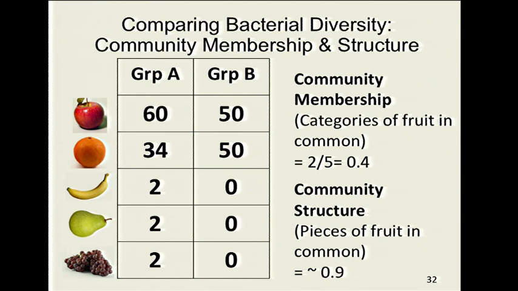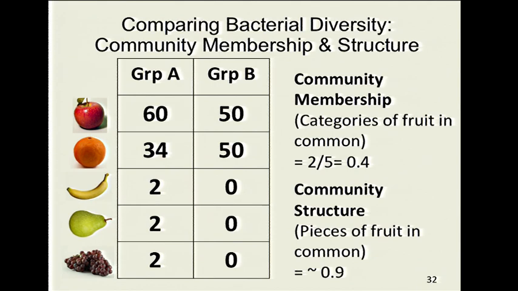This would be like, do they all have Streptococcus? Do they all have Staphylococcus? I would say actually they're not that similar, because only 2 out of 5 of the communities are shared between the two groups. But the other way of saying it is community structure. If I took 100 pieces of fruit out of the first fruit bowl, how many of those 100 pieces would I find in the second bowl? And there the answer is about 90%.